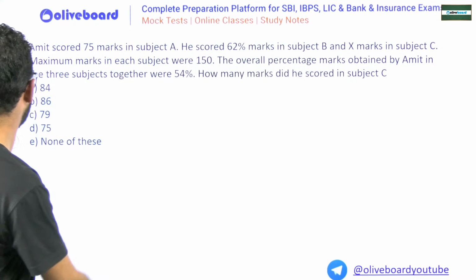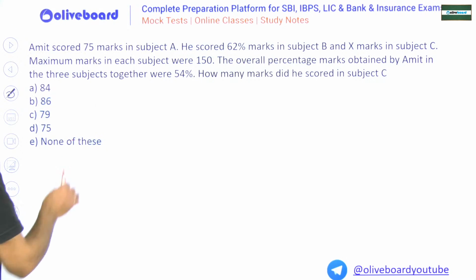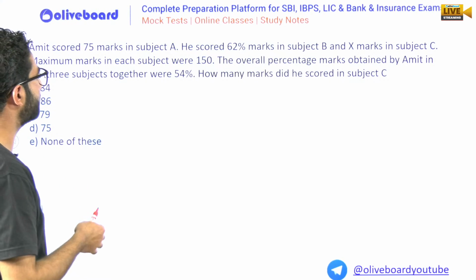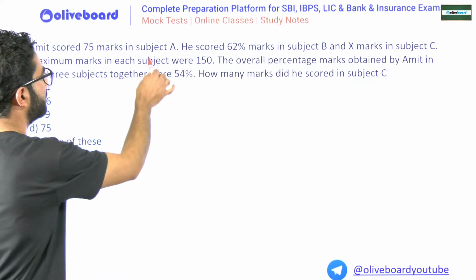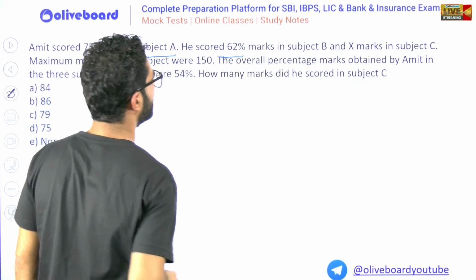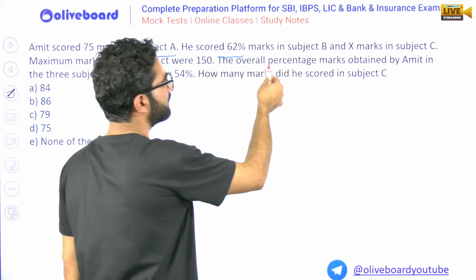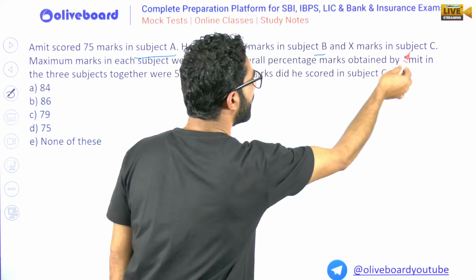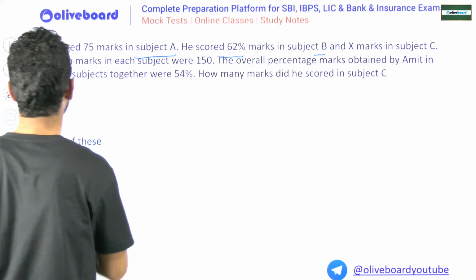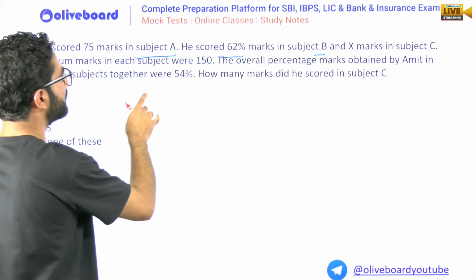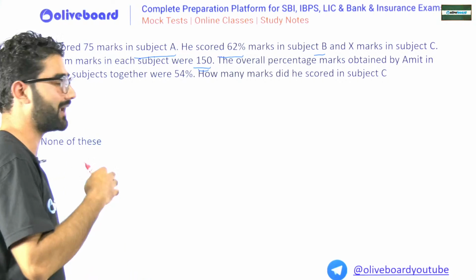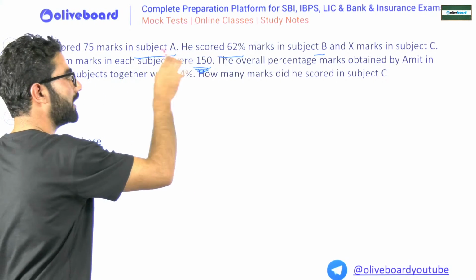Now I will try to increase the level of the question. Amit scored 75 marks in subject A. He scored 62 percentile marks in subject B and X marks in subject C. We don't have any information regarding X. The maximum marks in each subject were 150.